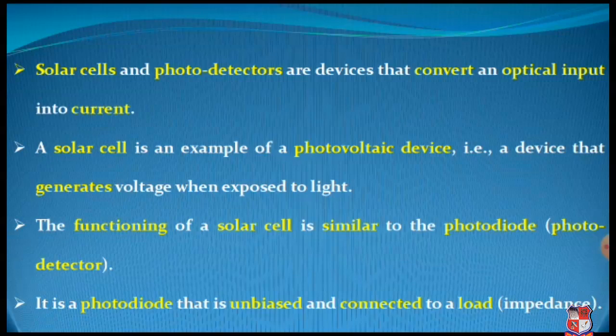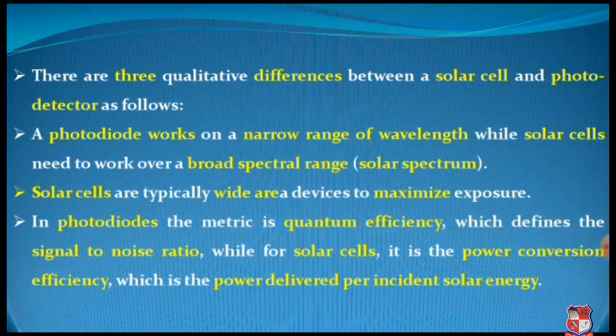It is a photodiode that is unbiased. This is very important. Unbiased means no external voltage is applied to the device, and it is connected to a load. So we are not applying any voltage, but the excess light energy exposed to the semiconductor can be shorted out with the connection of a load, that is, an impedance.